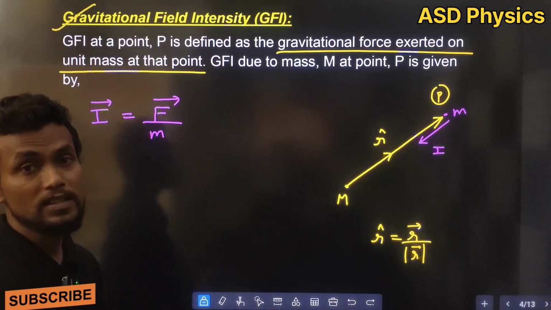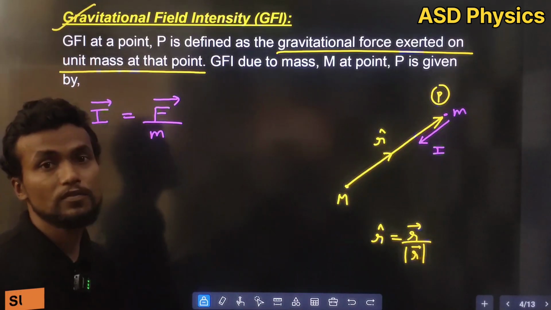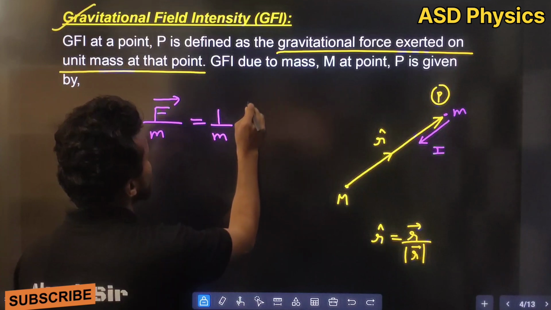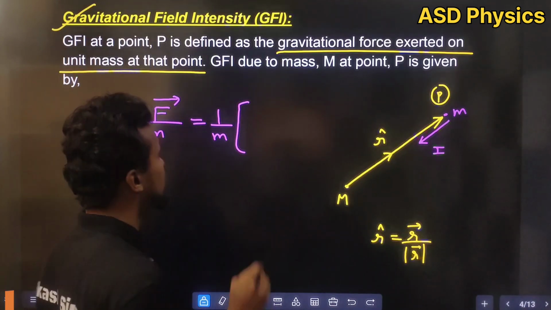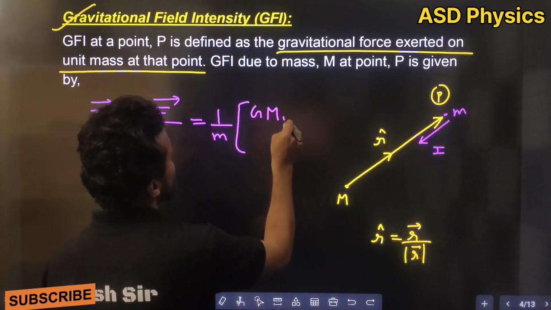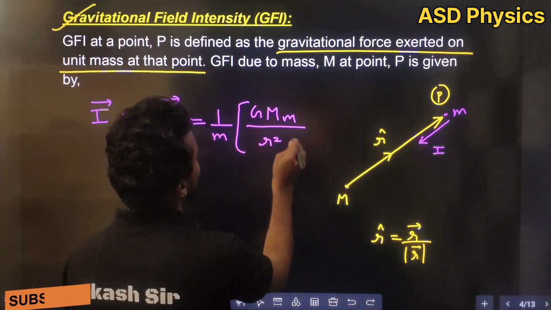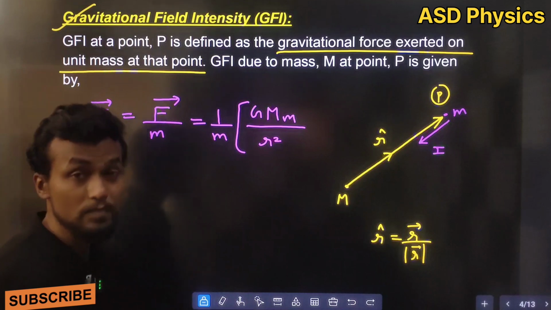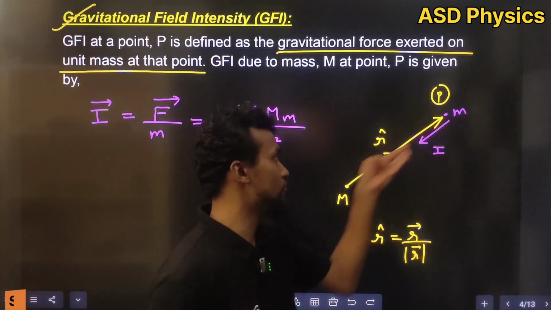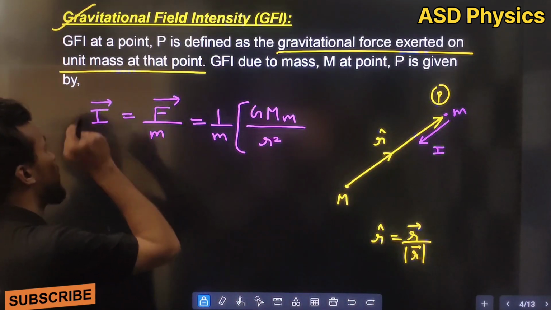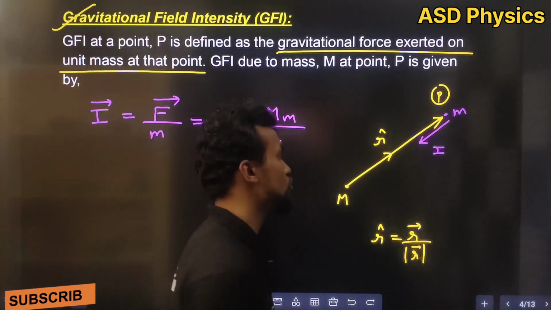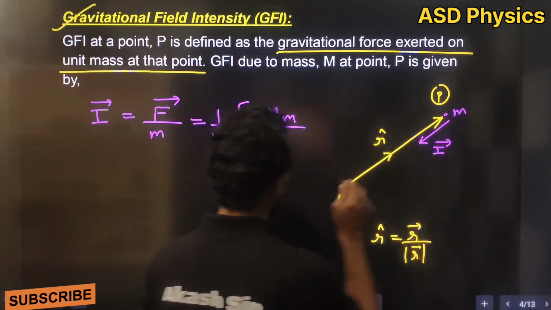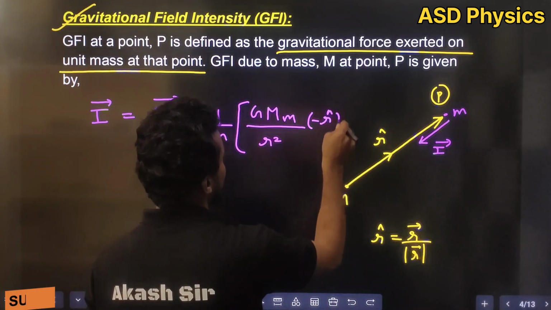That means you can see very well the direction of the GFI and the direction of the force will be the same. Now after that, students, 1 by m. And here the gravitational force formula, very common, G capital M small m by r square. And here we have to write the unit vector. In which direction? In the direction of the force. The direction of the force and the direction of the GFI will be the same. So in which direction? In the opposite direction of the r cap. So I will write minus r cap here.